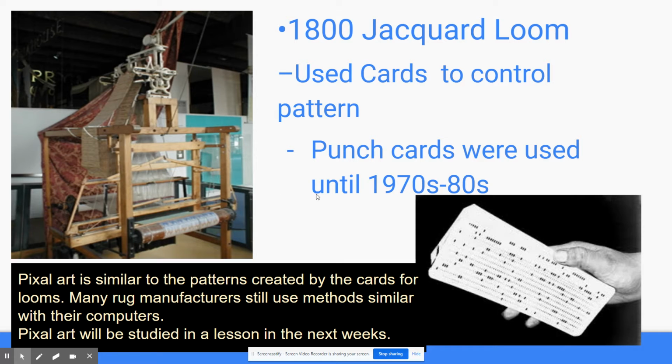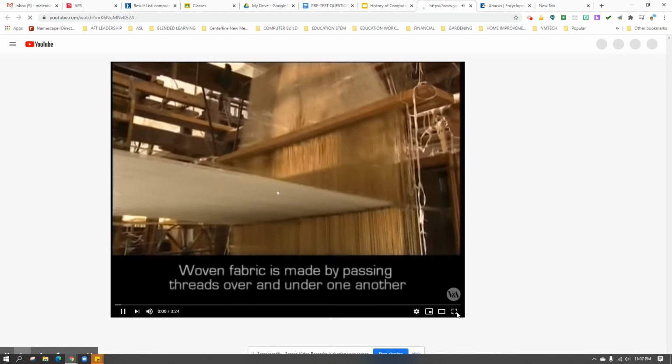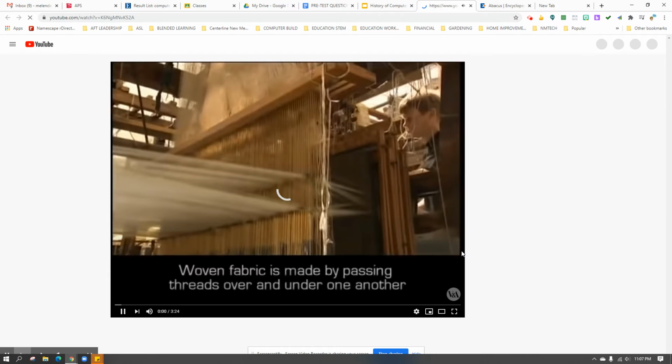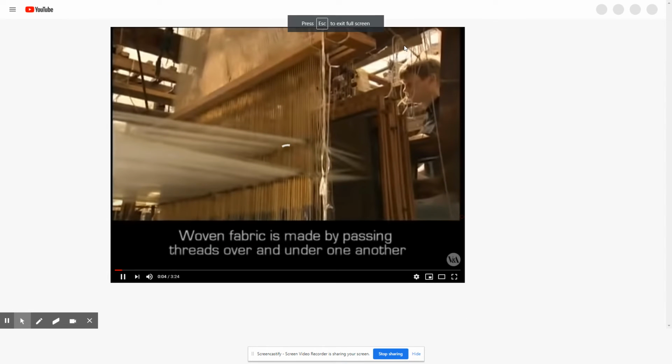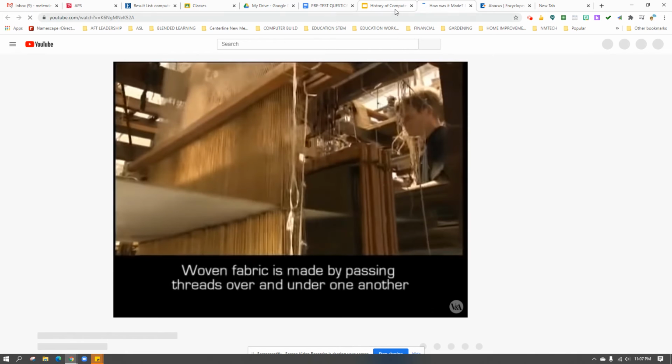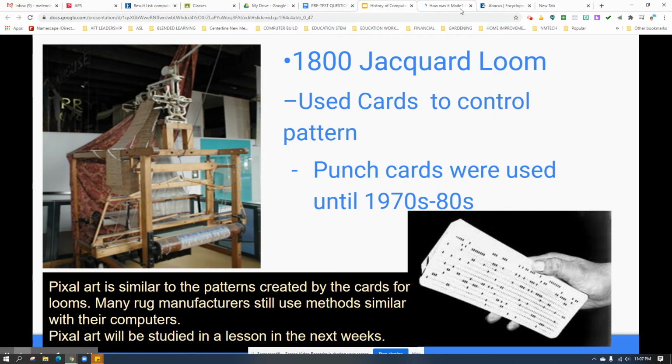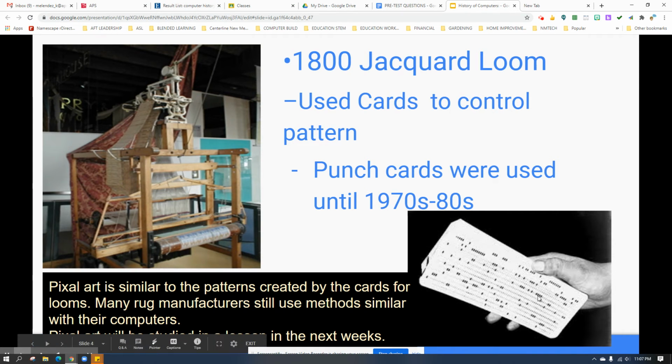Pixel art will be studied in one of our lessons in the next weeks. This is a picture of the original Jacquard loom. Here is a short video about the Jacquard loom. You will be able to watch this video in its fullness on your own time. Now, these are the types of punch cards, we call them key punch cards, that were still in use in the 1970s when I was studying computer science at the University of New Mexico.